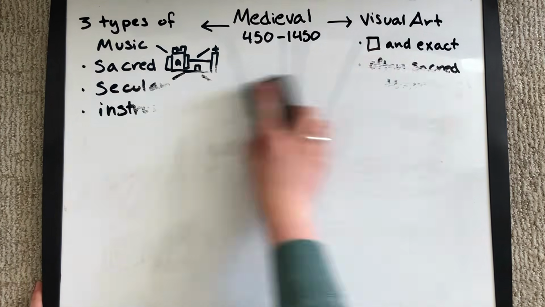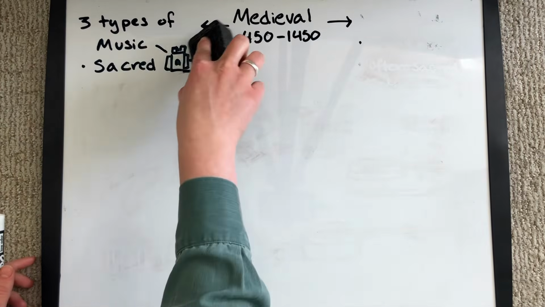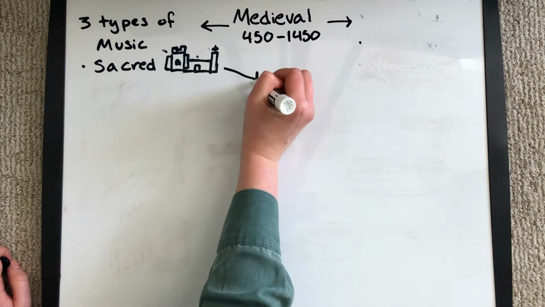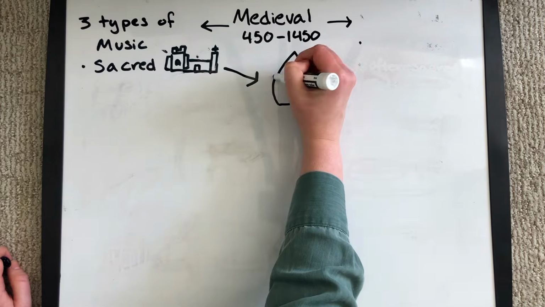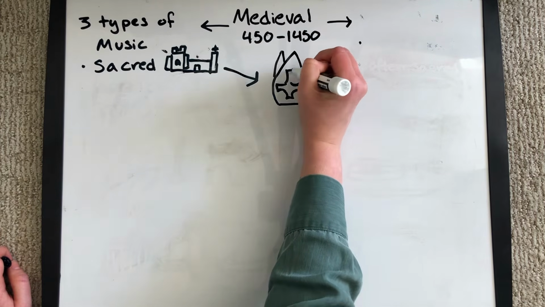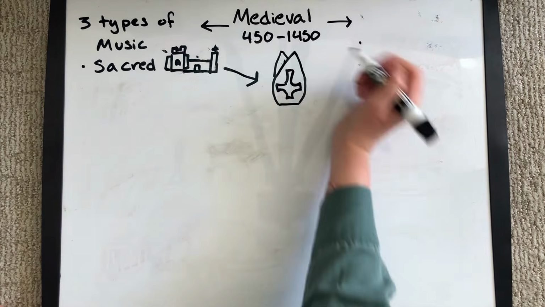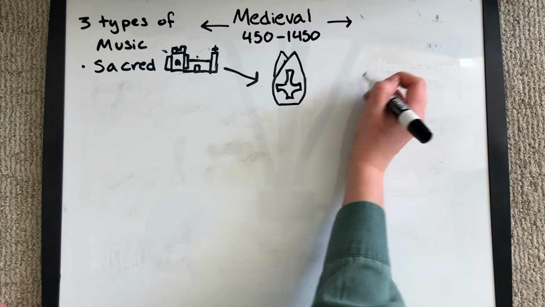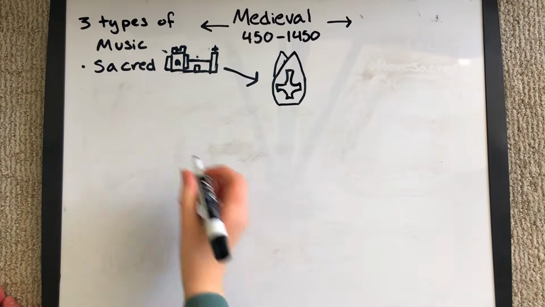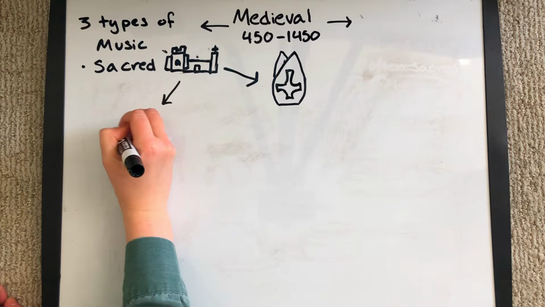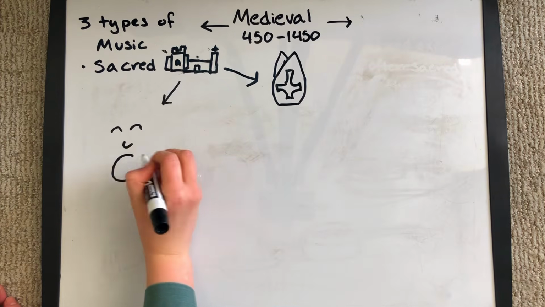Let's take a closer look at the music of the church. And when I say church, I mean the Catholic Church, because at this time the Pope controlled all religion, and all of the religious music was written for Catholic masses or church services. The music written for the Catholic Church was vocal, meaning that it only used voices and no instruments.